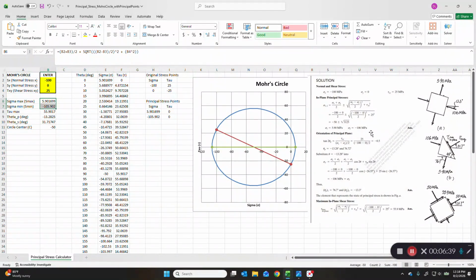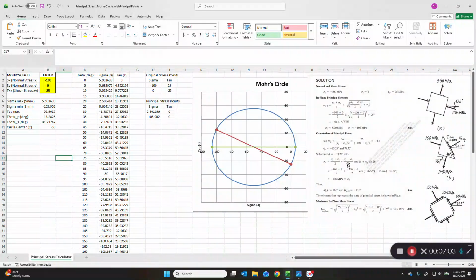It's sigma 1 and sigma 2 in this example, right? So sigma 1 is actually sigma max, and sigma 2 is sigma min. The orientation of the principal plane we calculated with our spreadsheet, and you can see there are trig functions in here: -13.28. And then if we add 90 degrees to that, we get 76.72. So these are the solutions.